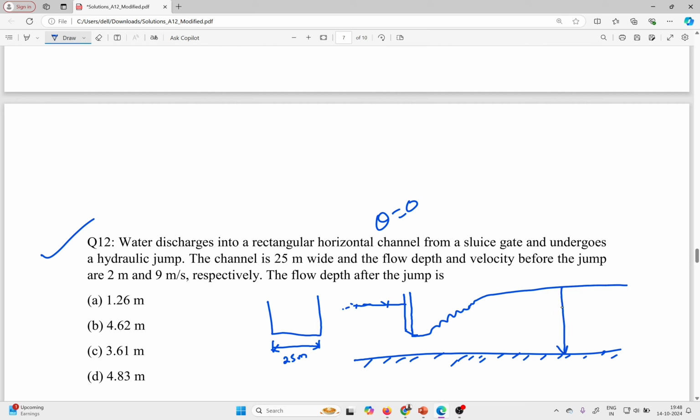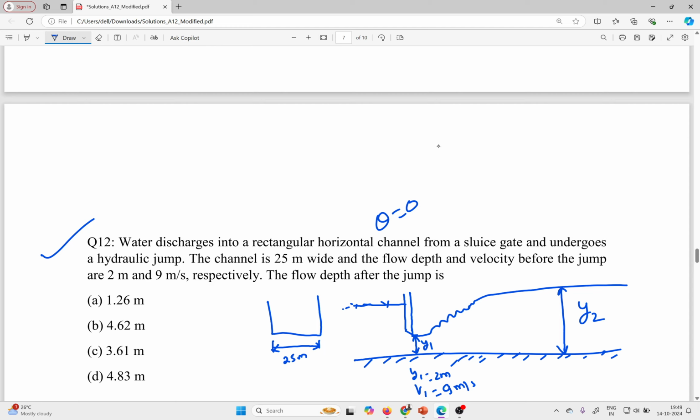So here is y2, here is y1. The flow depth and velocity before the jump are given: y1 is equal to 2 meter and v1 is equal to 9 meter per second. The flow depth after the jump, y2, you need to calculate.